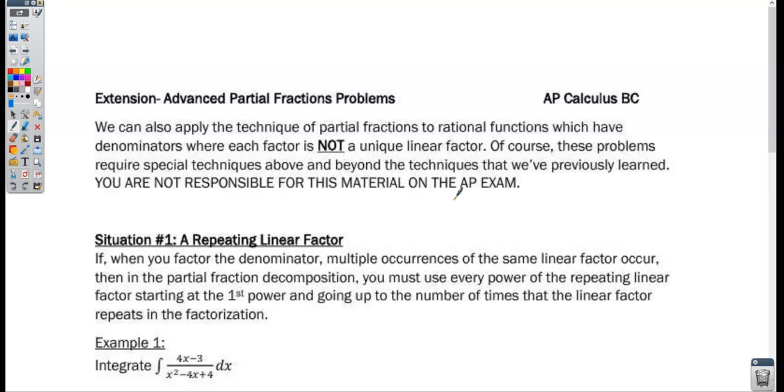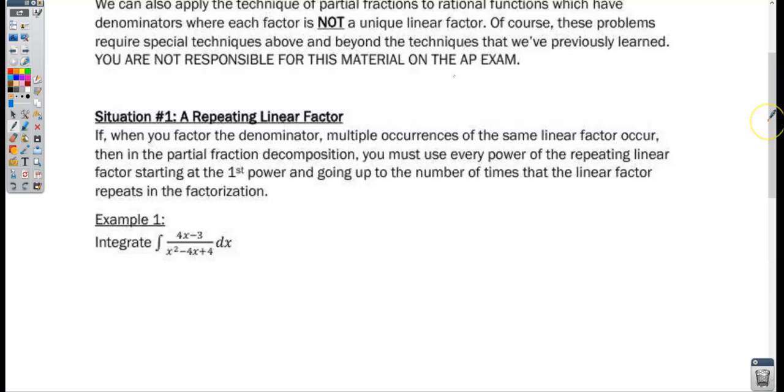So there are two types of problems that we'll run into here. The first is when we have a repeating linear factor, and the second is where we have an irreducible nonlinear factor. So let's go right ahead and we will start with the first situation. A repeating linear factor. If when we factor the denominator, multiple occurrences of the same linear factor occur, then in our partial fraction decomposition, we need to use every power of the repeating linear factor, starting at the first power and going up to however many times the linear factor repeats in the factorization.